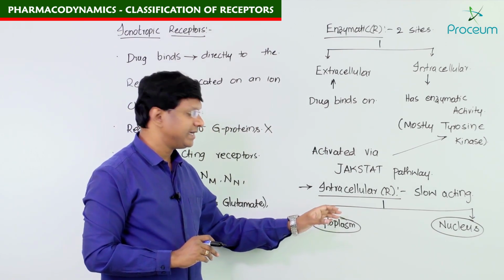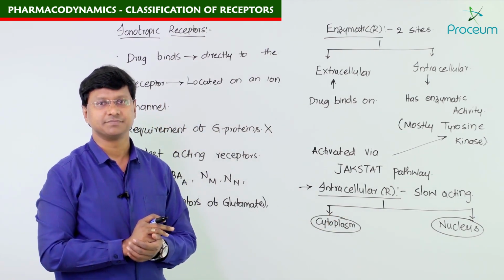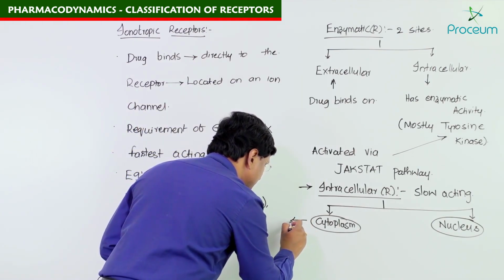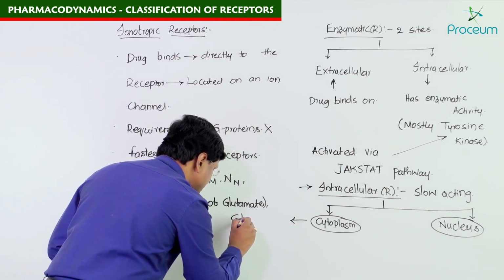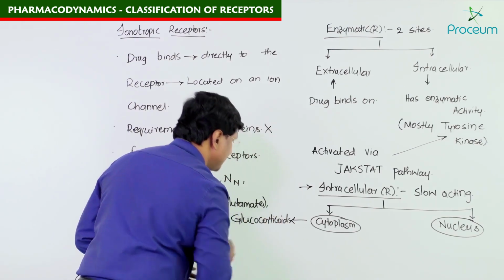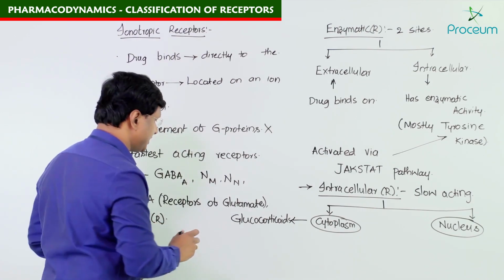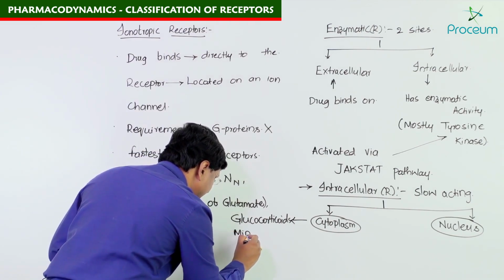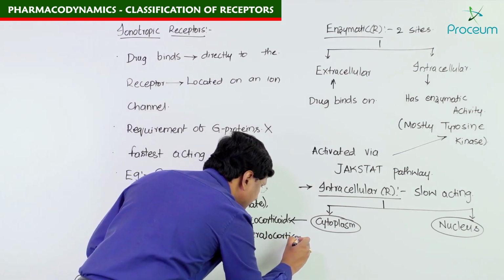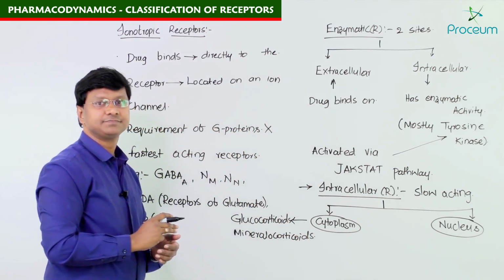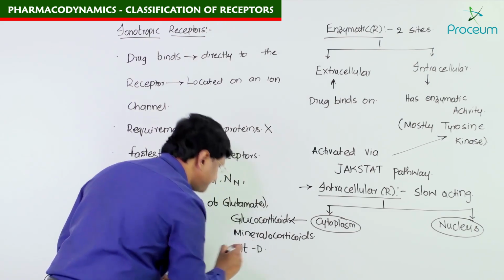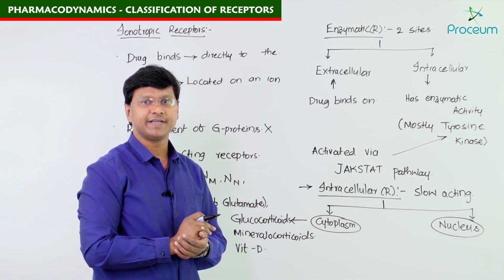Now the intracellular receptors which are present within the cytoplasm include the receptors for the glucocorticoids, the receptors for the mineralocorticoids, and the receptors for vitamin D.